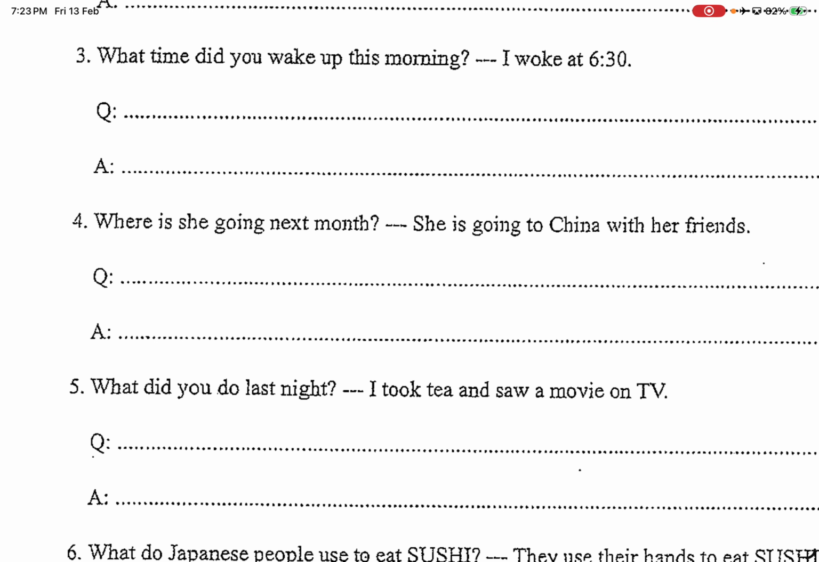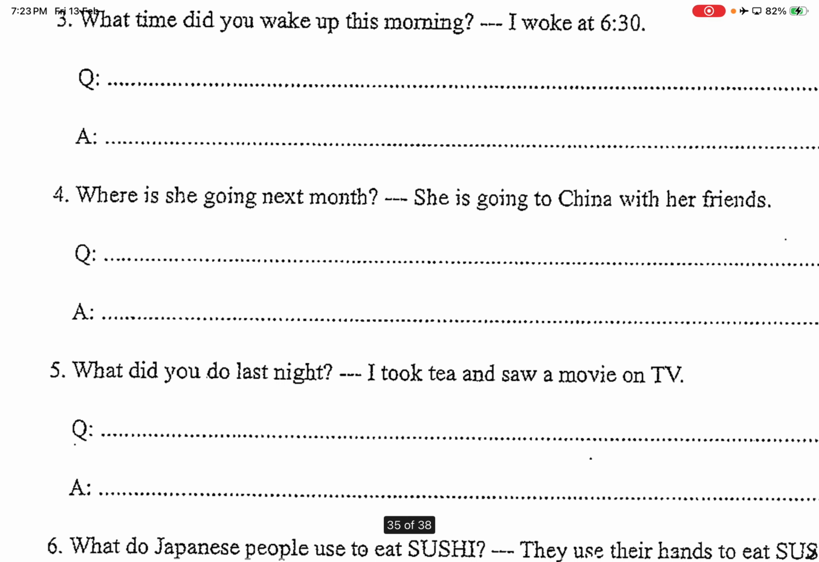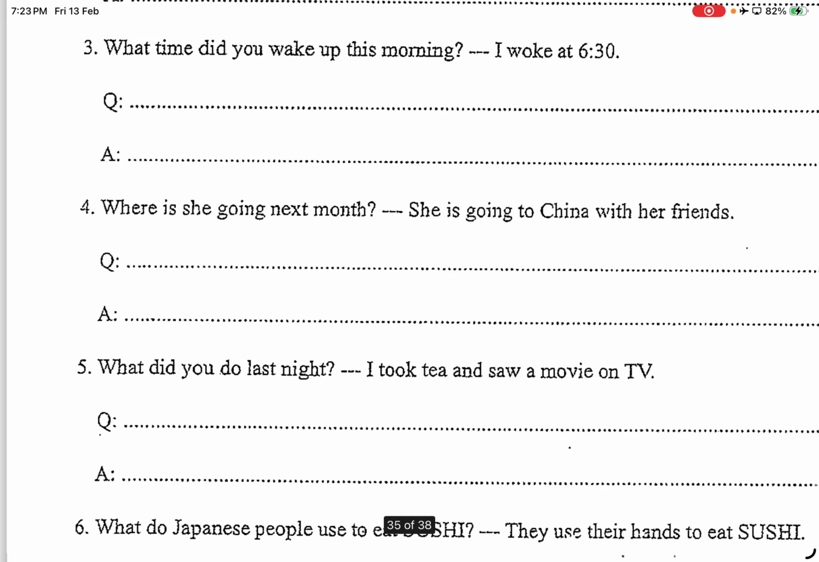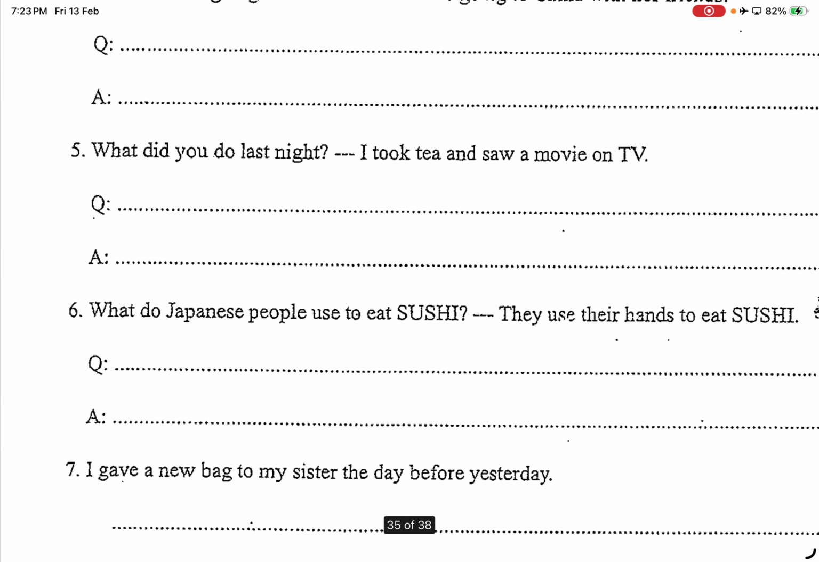She's going to China with some friends? 友達と中国へ行きます。Alright, so with friends, so you have to say 友達と. The particle と is the accompaniment particle. So 友達と中国へ行きます。Number 5, what did you do last night? Yes, Nobel? 昨日の晩何をしましたか? Right, what you do. So 何をしましたか?